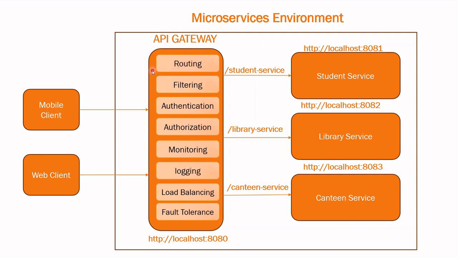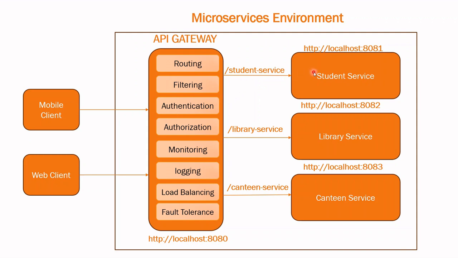With the help of Netflix Zuul we can perform routing, filtering, authentication, authorization, monitoring, logging, load balancing, and fault tolerance. Each and every thing we can perform with the help of Zuul. But in this video tutorial we are going to focus on routing, and we'll cover each point one by one. We'll focus more on routing and then on filter-related things, and authentication and authorization will be covered in the next tutorial.